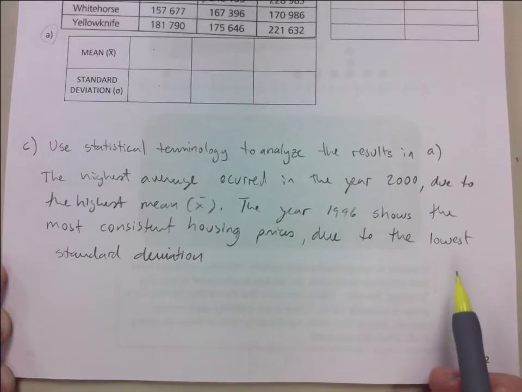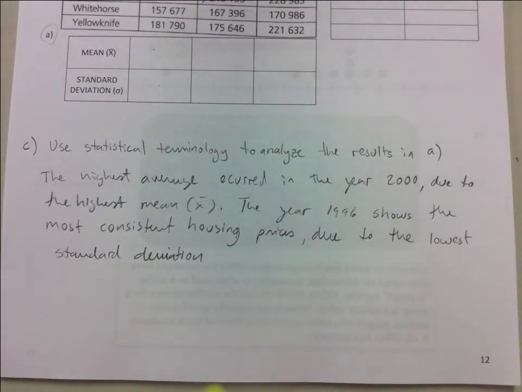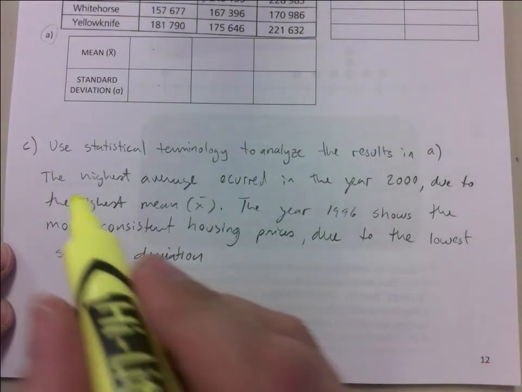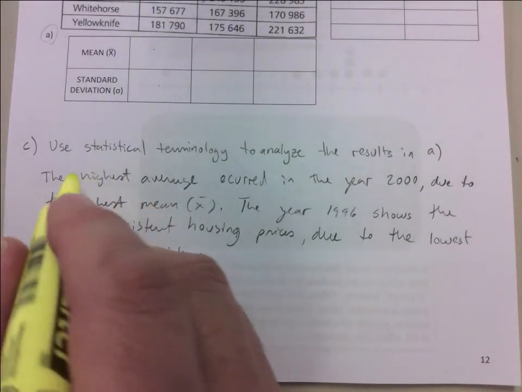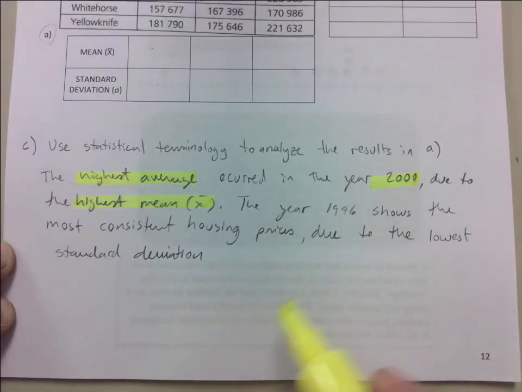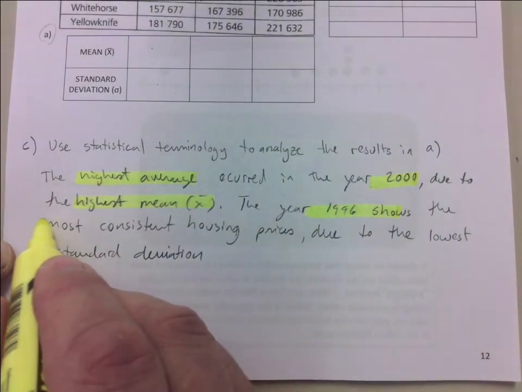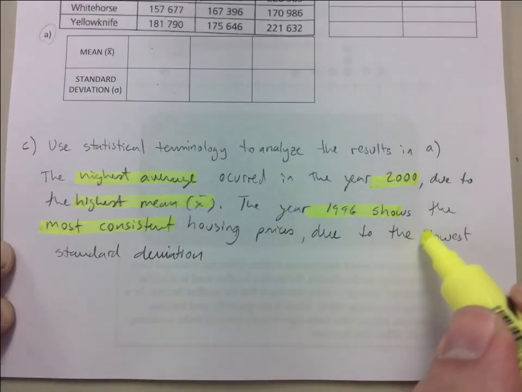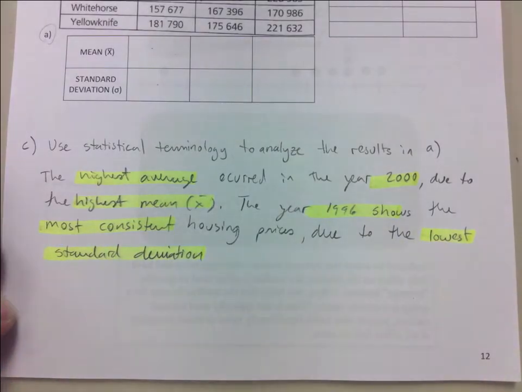So keywords that I'm going to highlight: the highest average occurred in 2000. I know this because of the highest mean. And 1996 showed the most consistent housing prices because of the lowest standard deviation. I encourage you to expand, use your own words, use diagrams, use whatever you need to do to make your point. All right, I'm going to stop there.